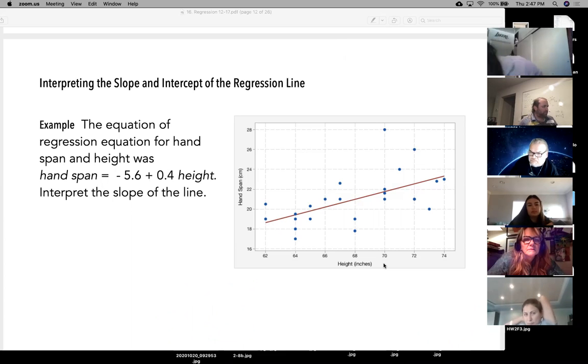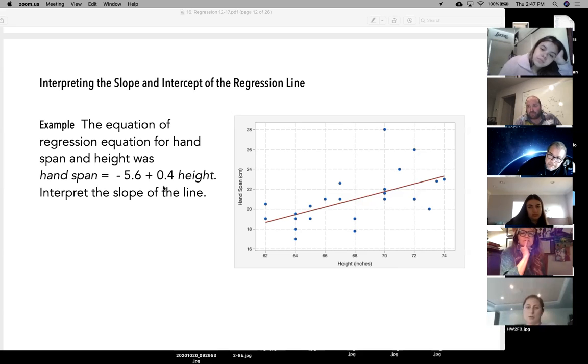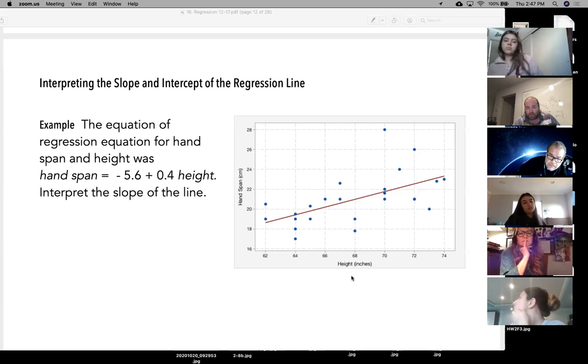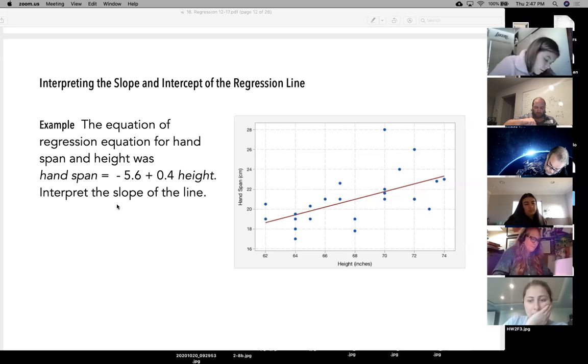Try again. Remember, the slope is always a number attached to the variable. What's the X variable? The height. Oh, the height, yeah. So what number is attached to the height? 0.4. So that means that the slope is 0.4. Interpret the slope. The slope is 0.4. What does that mean in the context of this problem?